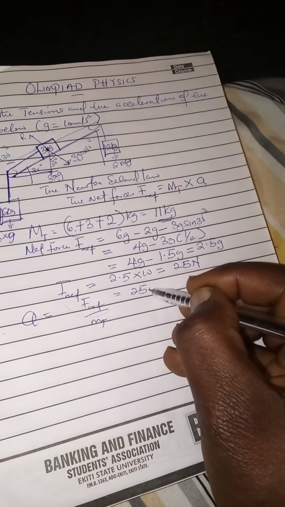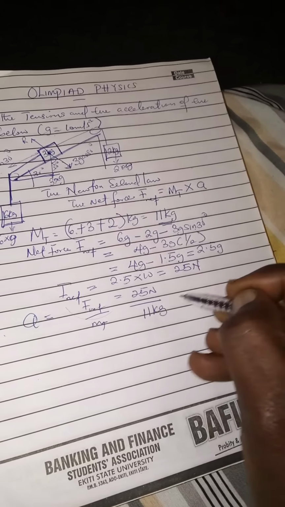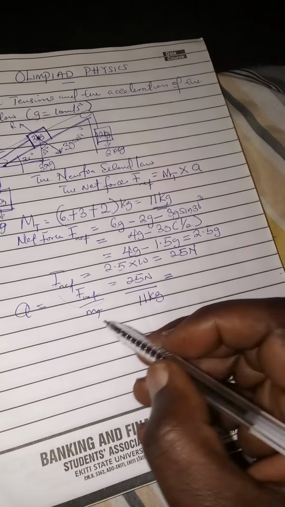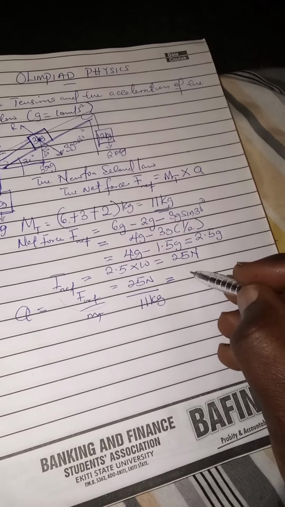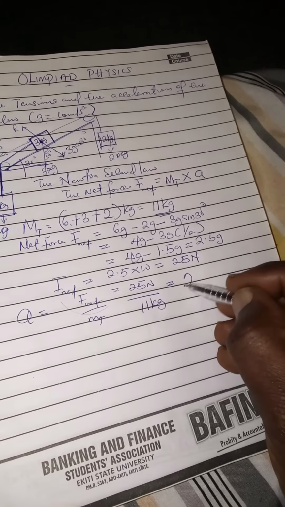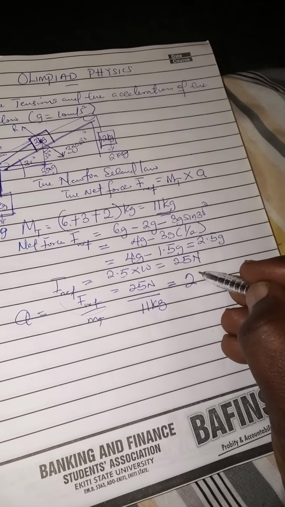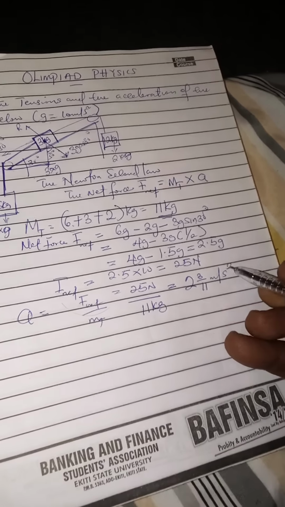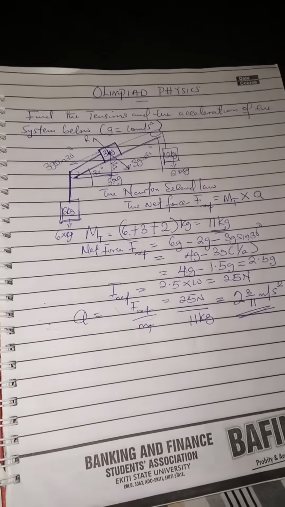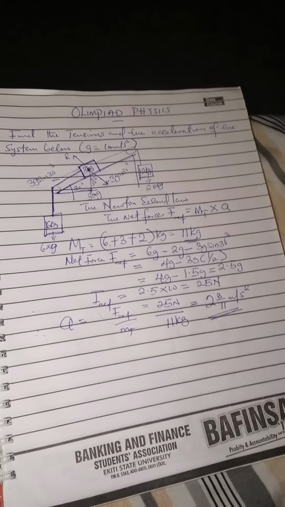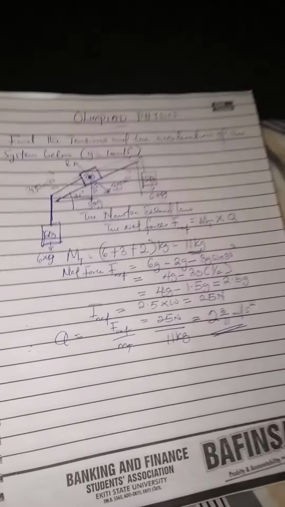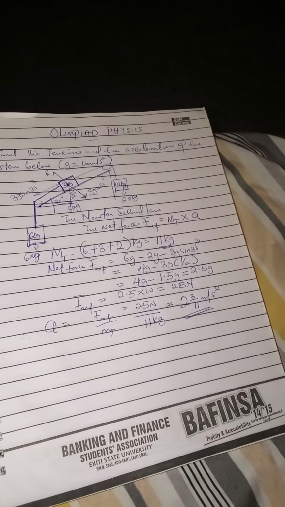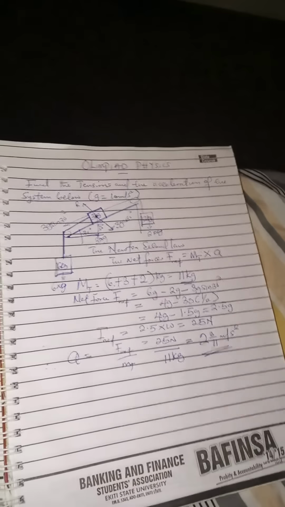That is 25 Newton over 11 kg. So we have 2 3/11 meter per second square. 3 over 11 meter per second square. That is actually the acceleration. The acceleration. Very important for us to look into it.